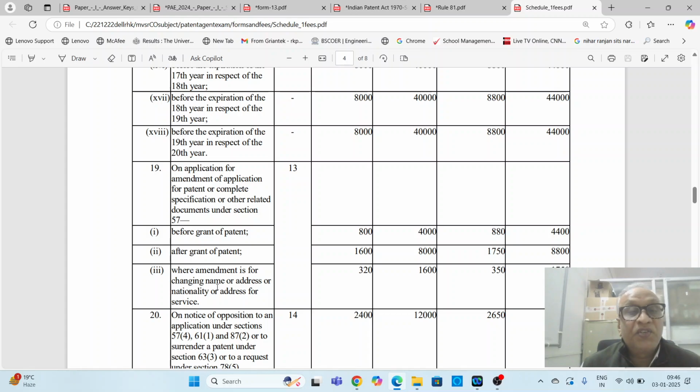If the amendment is just for changing the name or address or nationality, then it will be 320 for natural person, for others 1600 for e-filing, 350 and 1750 for physical filing.